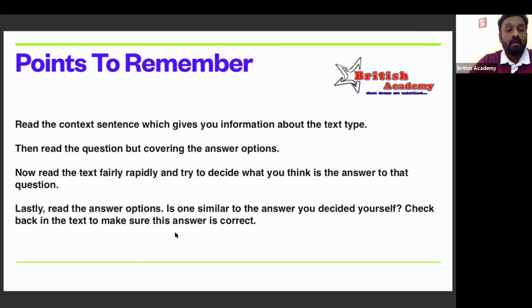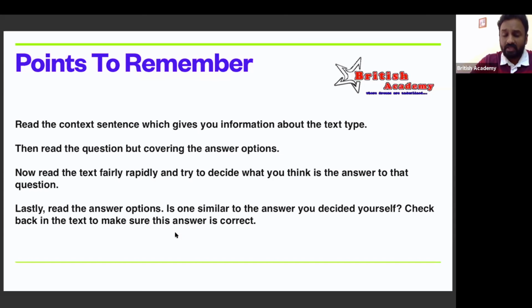Now, points to remember when you're doing reading part B: read the context sentence, which gives you information about the text type very clearly. Then read the question, but cover the options. You should always cover the options at first. Then read the text fairly rapidly and try to decide what you think is the answer to that question, as I've explained earlier. You should think what can be the direct answer to that question. Then look at the options. Things would be pretty easy for you.